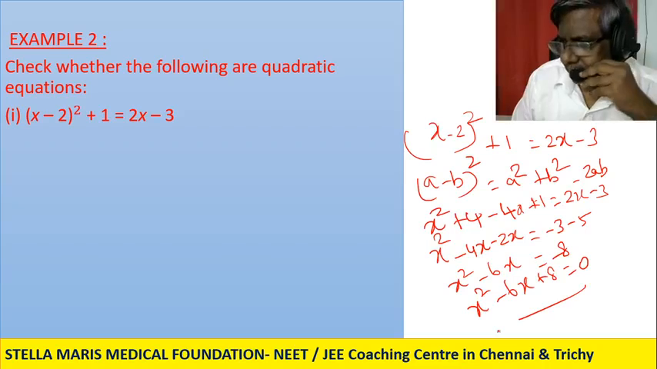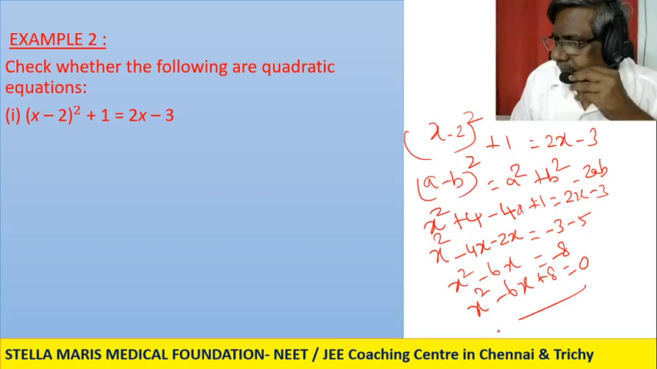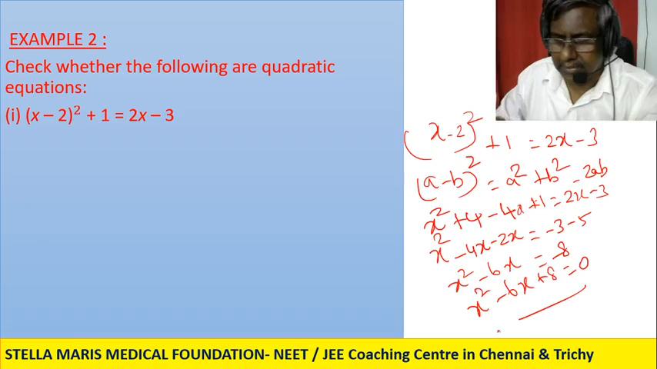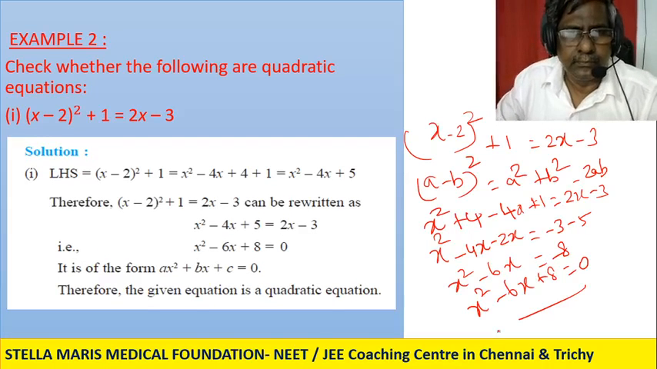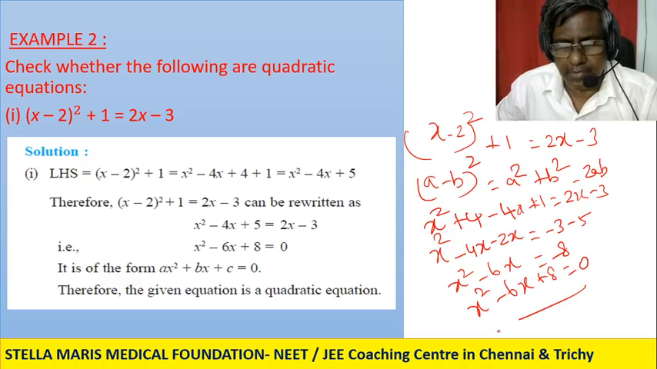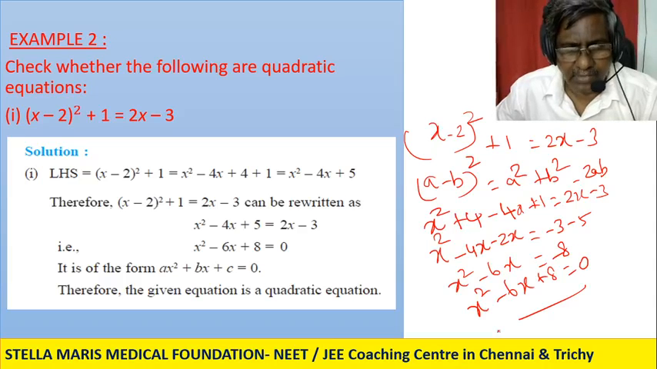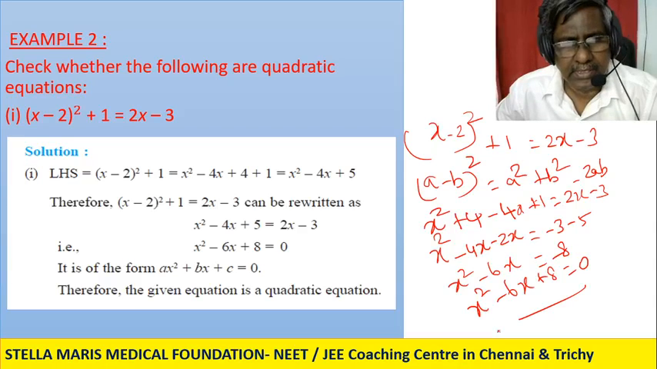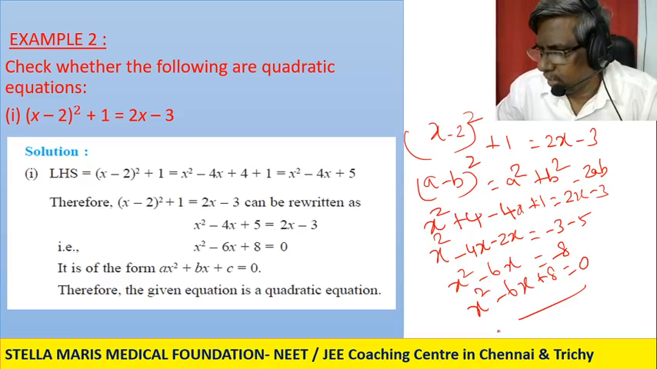Tell me whether this equation, x square minus 6x plus 8 is equal to 0, is a quadratic equation. So therefore the given equation is a quadratic equation. What is the standard form of it? The form ax square plus bx plus c is equal to 0 is called a quadratic equation. Are you able to follow this? Clear? So therefore the given equation is a quadratic equation.